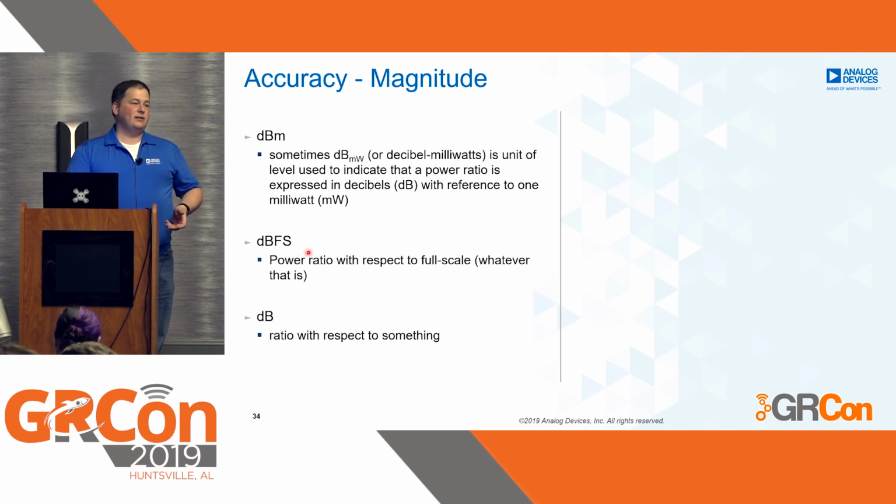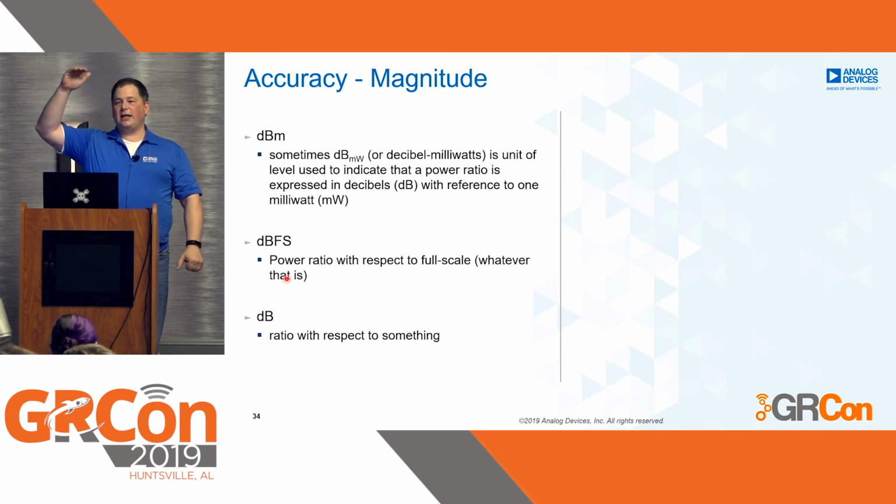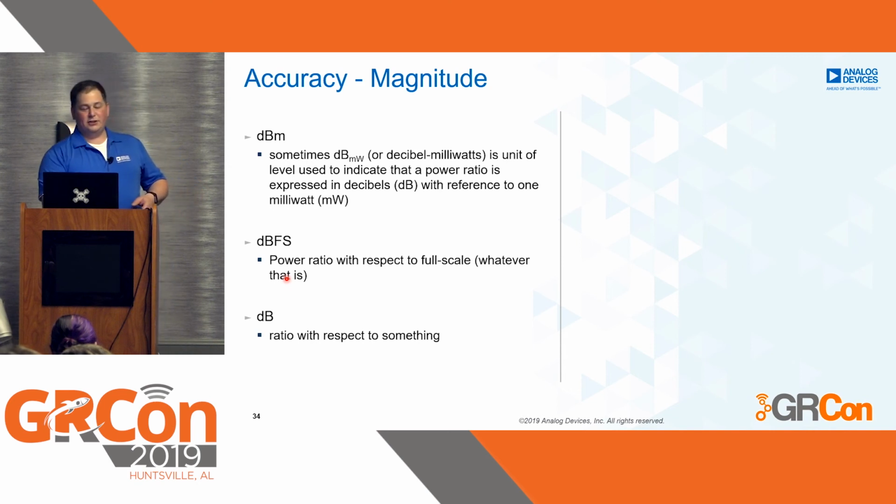A dBFS, that's a made-up number by ADC manufacturers. So this dB is a log ratio with respect to a milliwatt. This is a log ratio with respect to full scale of the ADC or the DAC. So we'll just take full scale and say that's 0 dB FS, and anything in between is just less than that. And the more bits you have, the lower you can go. And then there's just a ratio, which is with respect to something.